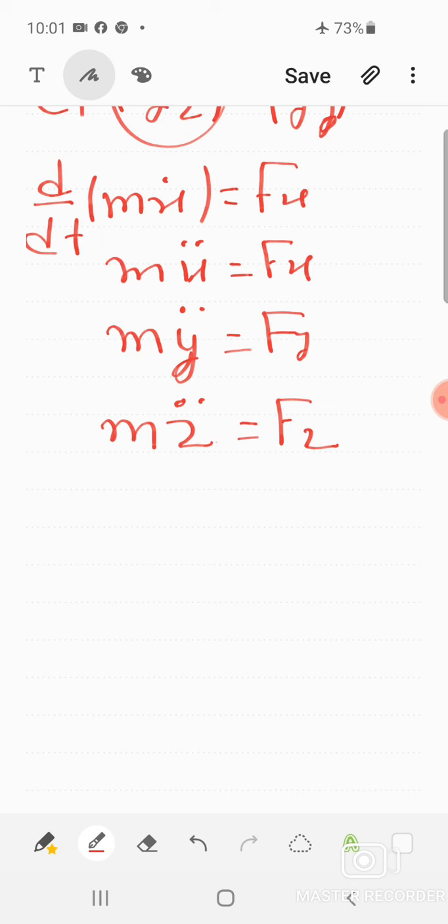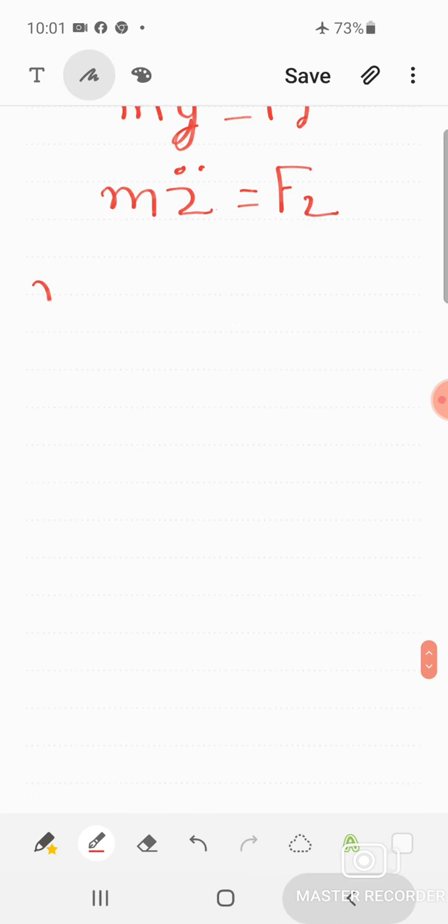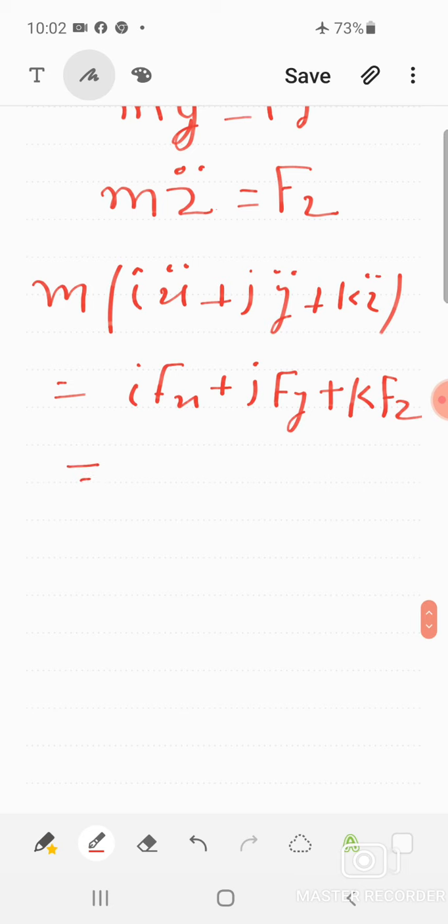Then in the vector notation we can simply write it as m into (i x double dot plus j y double dot plus k z double dot) will be equal to i fx plus j fy plus k fz, and this is simply equal to m r double dot, where r is the position vector.